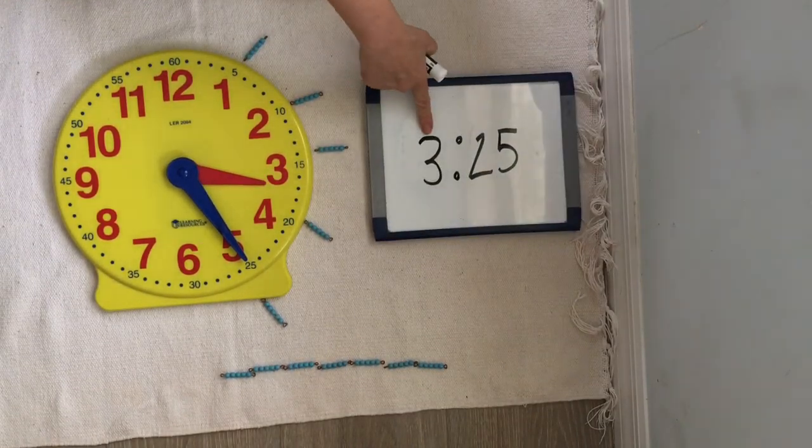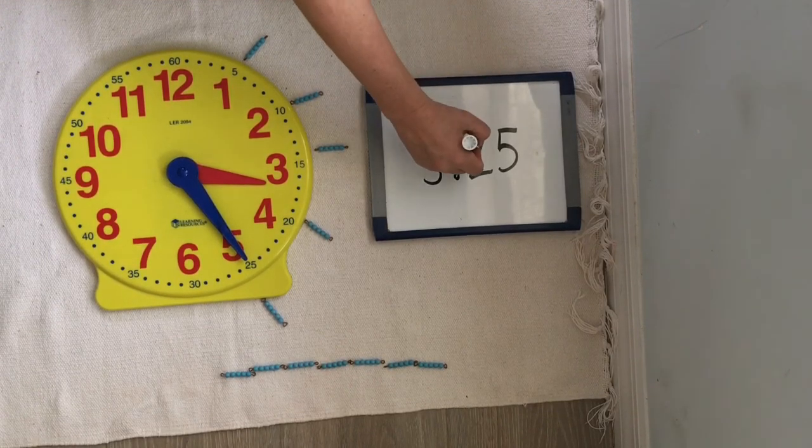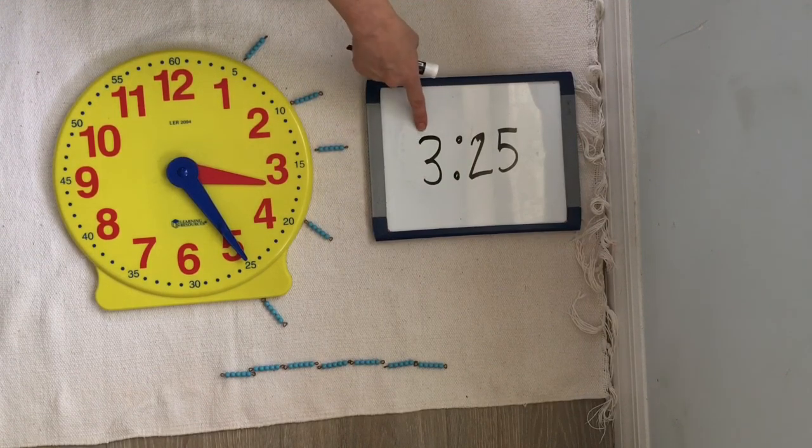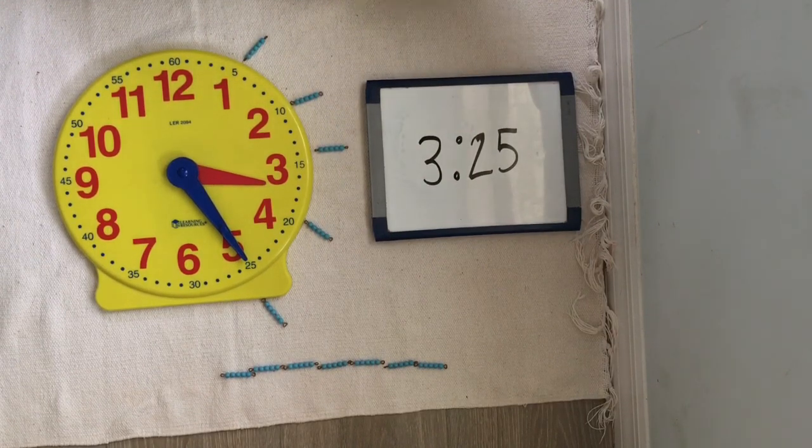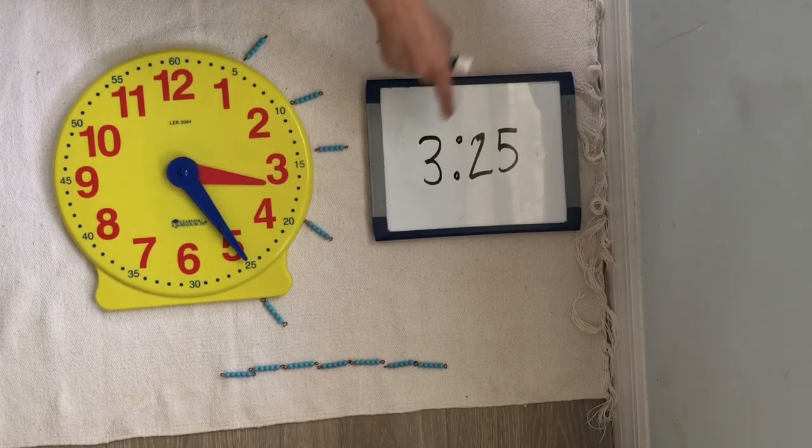In the place for hours, you have a 3, and in the place for minutes, you have 25, showing that it is 3 o'clock and 25 minutes have passed since it was exactly 3 o'clock, making the time 3:25, or 25 past 3.